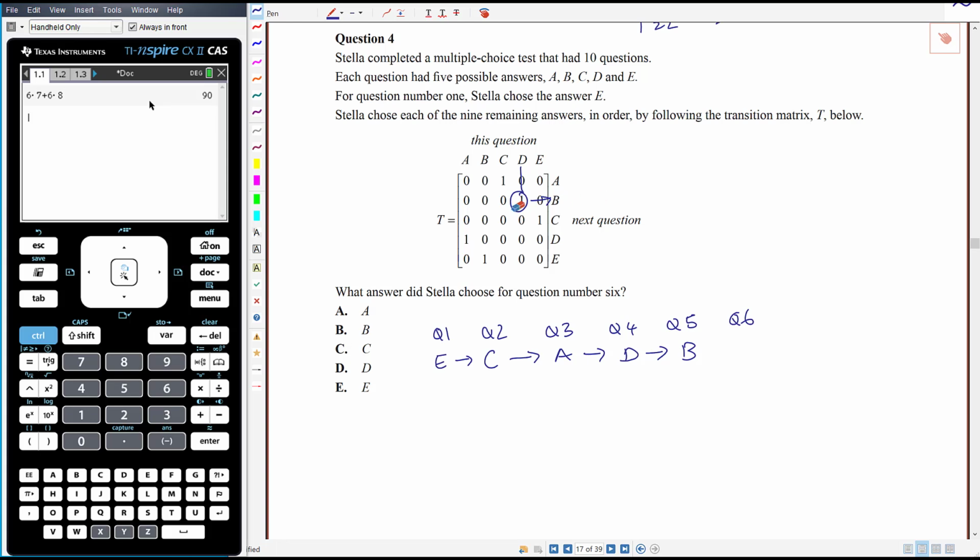And what do we want? Question 6. And then from B, she goes back to E.